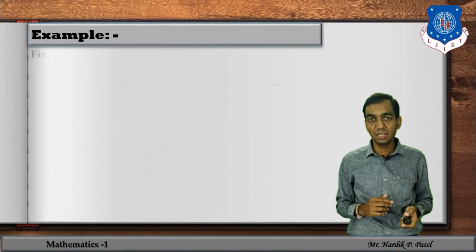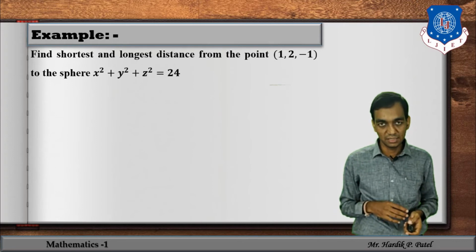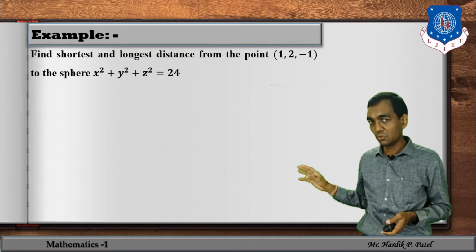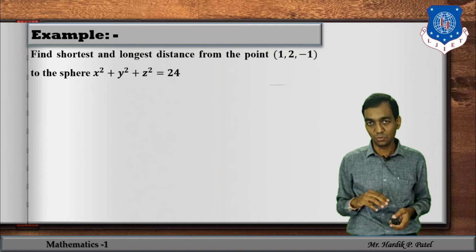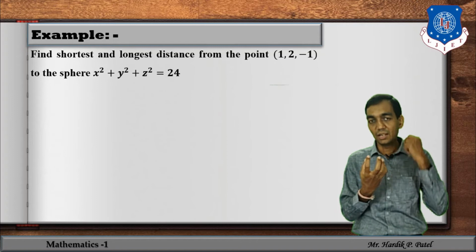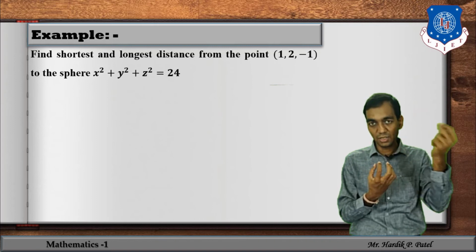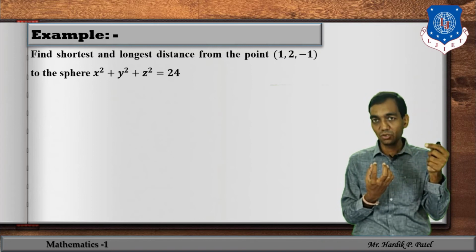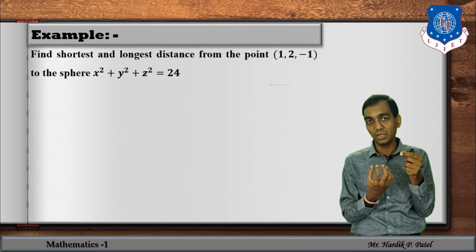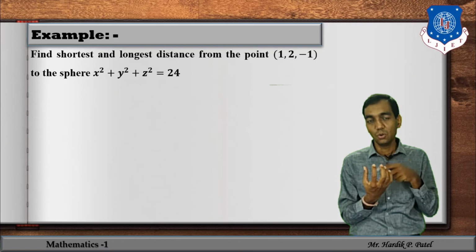Okay. In the same manner, we are going to take another example. Find the shortest and the longest distance from the point (1, 2, −1) to the sphere x² + y² + z² = 24. That means you are given one sphere x² + y² + z² = 24, and one point is given which is outside of the sphere. Outside, that means either inside or outside. Okay, so this point is (1, 2, −1). And now you have to find the extreme values from this point. That means from this point you have to find the minimum distance and the maximum distance on the sphere.